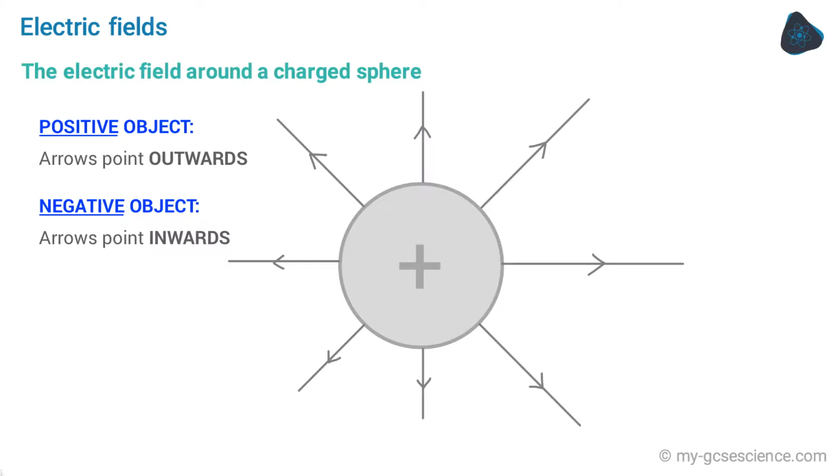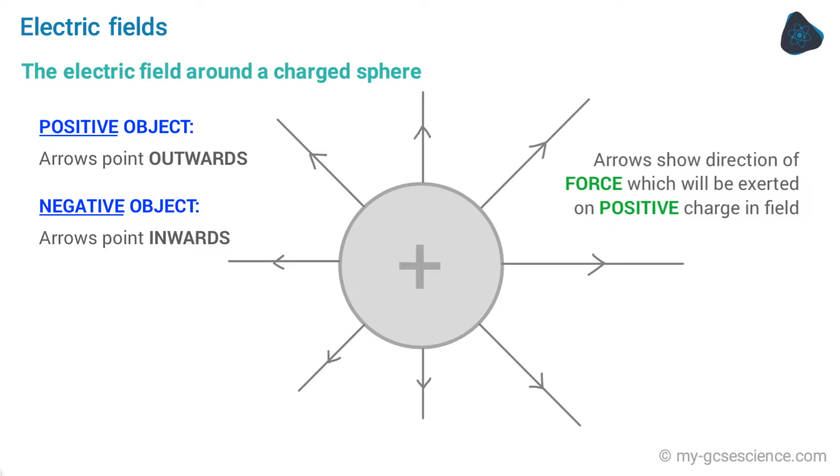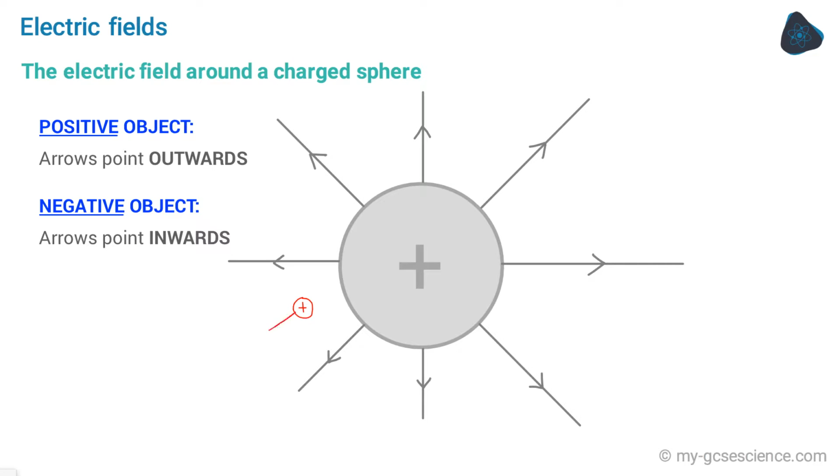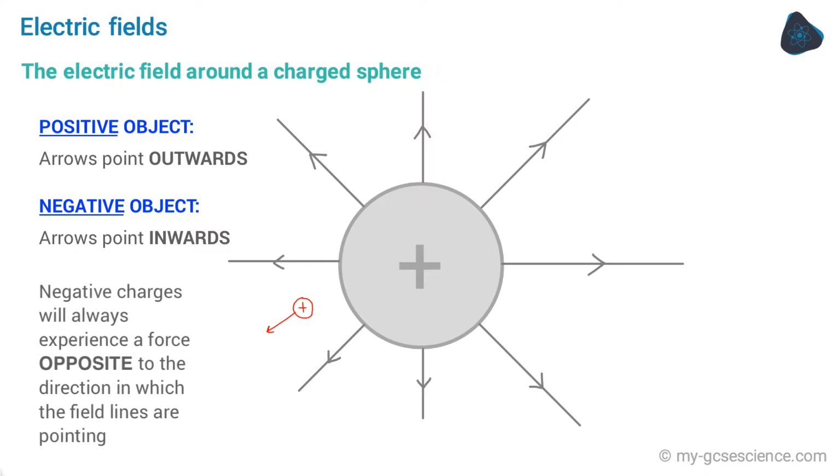But what does it all mean? Well, the arrows show the direction of the force which will be exerted on a small positive charge which is placed into a given point in the field. So, a positive charge which is placed here will experience a force in this direction, for example. Negative charges will always experience a force opposite to the direction in which the field lines are pointing.